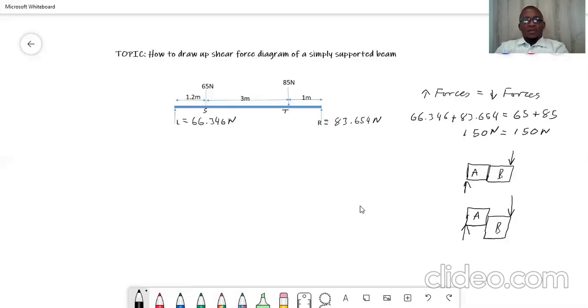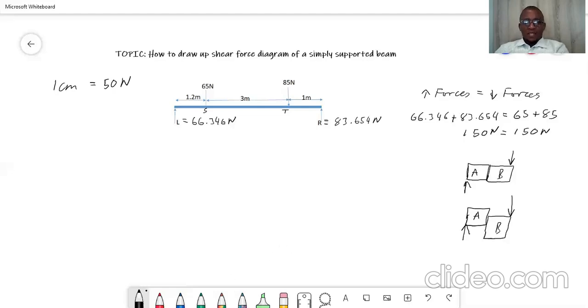Before you study the shear force diagram, remember that drawing involves scale. If you are being detailed, remember this is engineering. So I can say 1 centimeter equals 50 newtons, right? Having said that, I can now start with my shear force diagram.